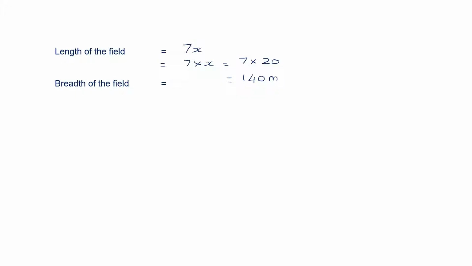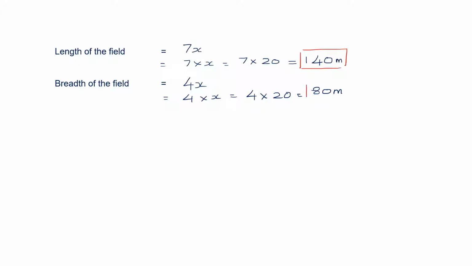Now let's find the breadth. Breadth we said is 4x. So that is 4 into x, which is 4 into 20. So we've substituted the value. Now 4 2s are 8 and 0. 4 into 20 is 80. 80 meters. So we have found the length as well as the breadth.